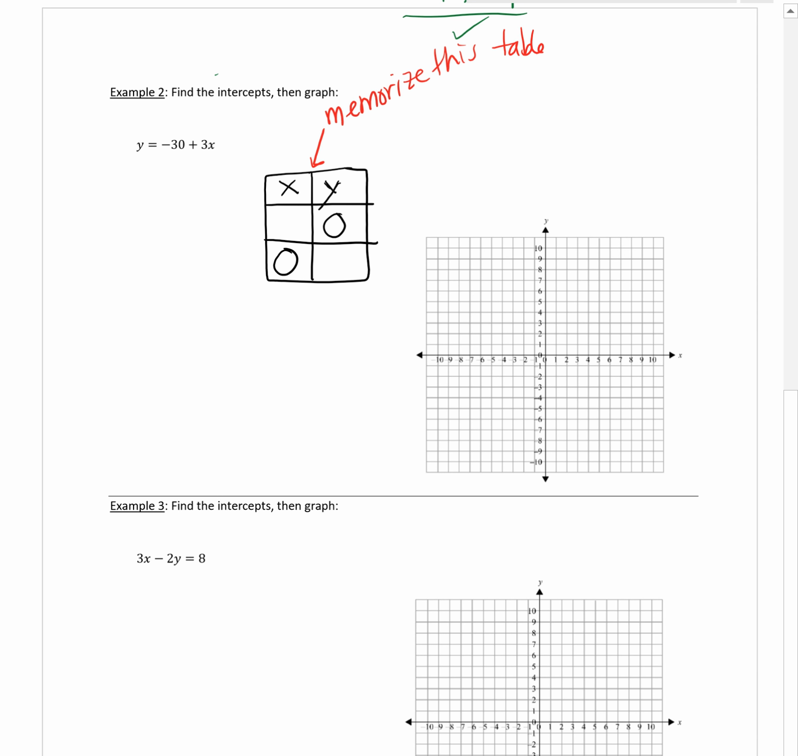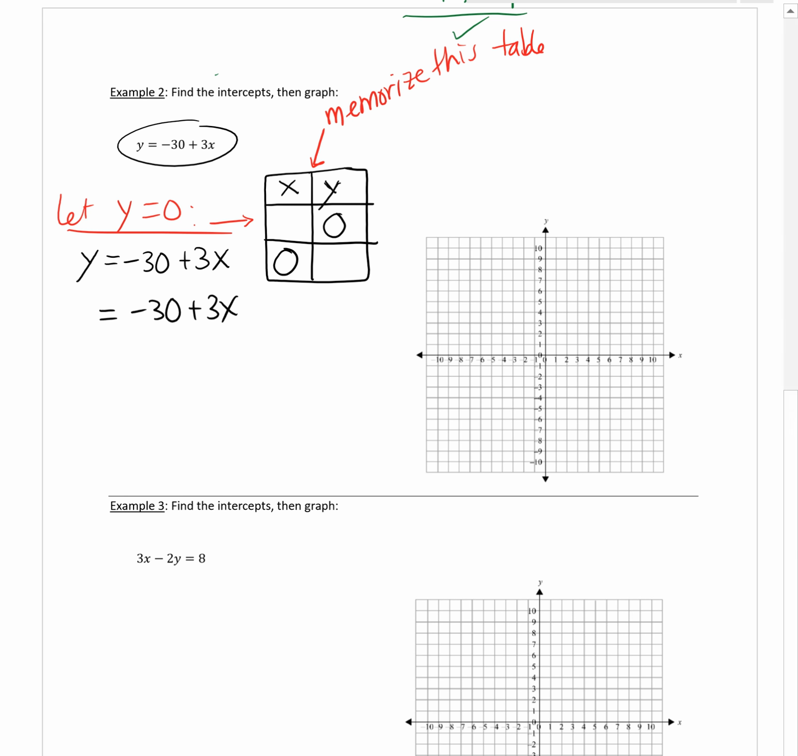So let's see. Maybe we'll just find the first one. It looks like we're letting y equal 0, because 0 is there in the y-coordinate. So this equation is kind of interesting looking. It's y equals negative 30 plus 3x. But we're going to let y equal 0. So I'm going to go ahead and replace where that y was, which is on the left, with 0 and then solve for x.